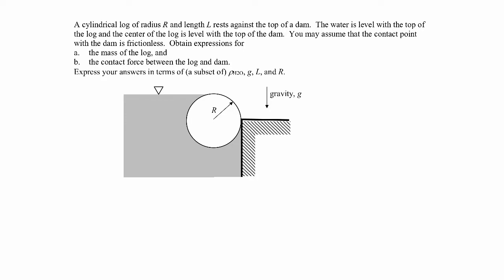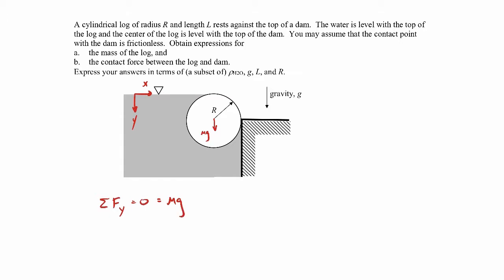So let's first of all find the mass of the log, and we can do that by performing a force balance in the vertical direction. So let's put a coordinate system here. We'll say that y is pointing downward. We'll have x pointing off to the right-hand side, and we'll sum forces in the vertical direction and set it equal to 0.